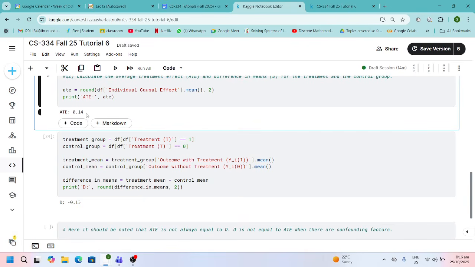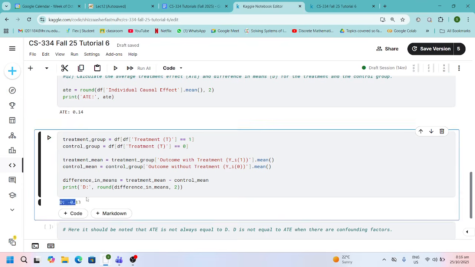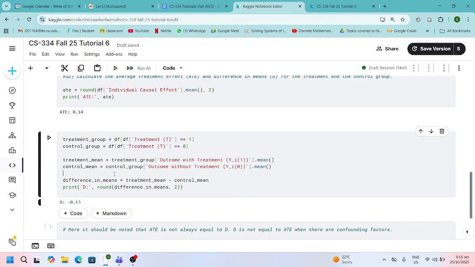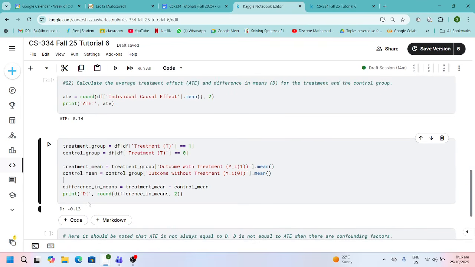It has a positive impact on the outcome. But my difference in means is negative 0.13, which tells me that if you give the treatment to an individual, their outcome is not beneficial for them. It has an adverse effect, which probably is not going to be true because we have our exact value of ATE over here with us as well.